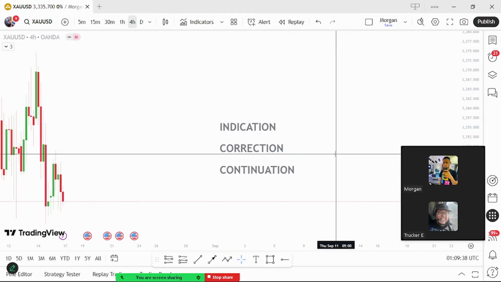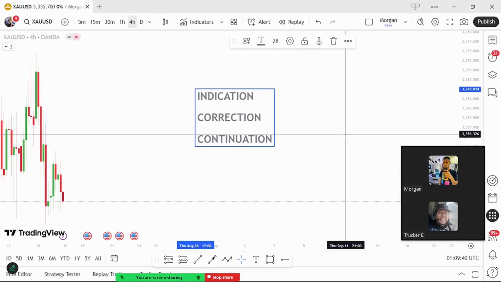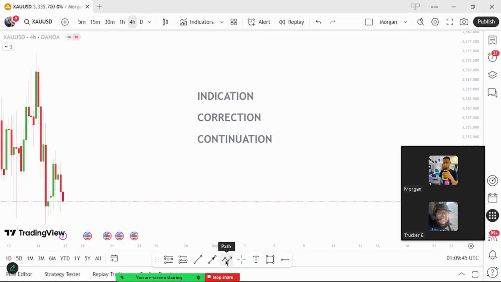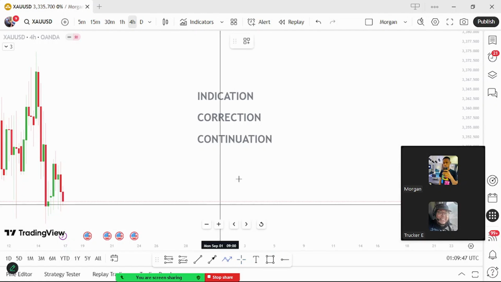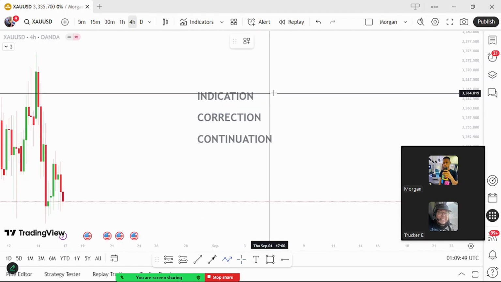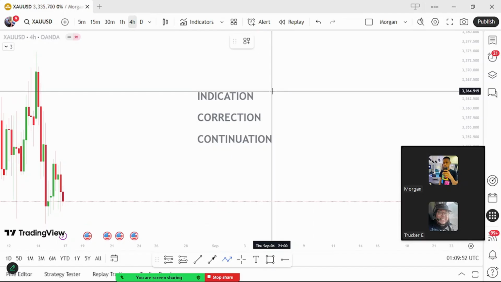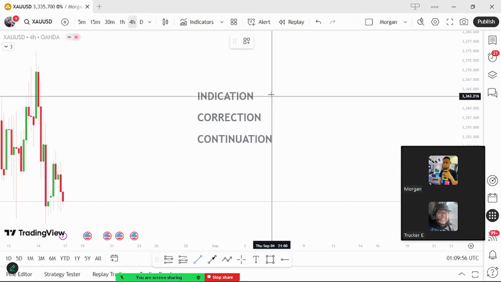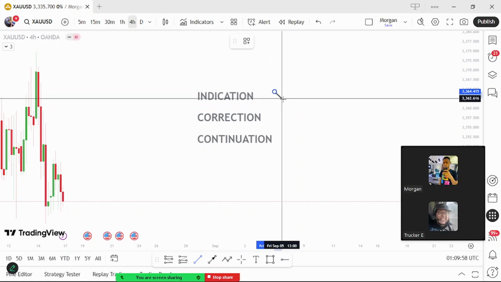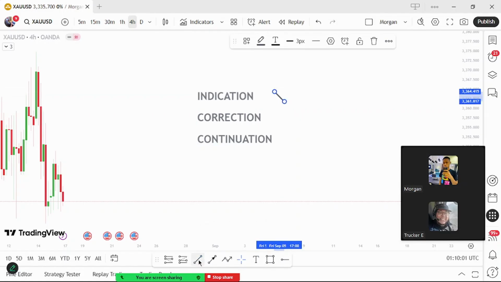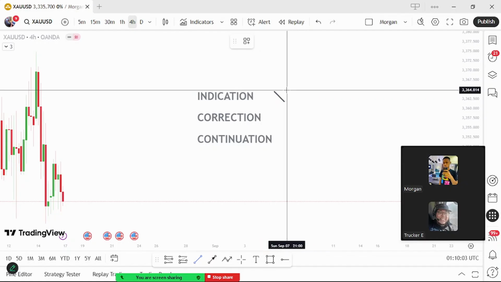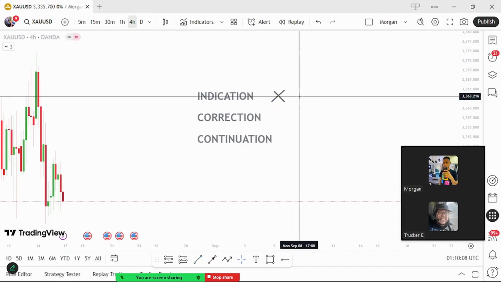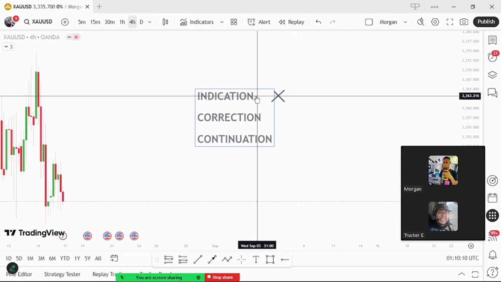So you need to understand that, especially for someone that is still trying to get used to ICC or start to trade it a little bit more, you don't trade the indication, because the indication is just price telling you where it wants to go, showing you how high it wants to go. So what you always trade in the breakout is the indication.